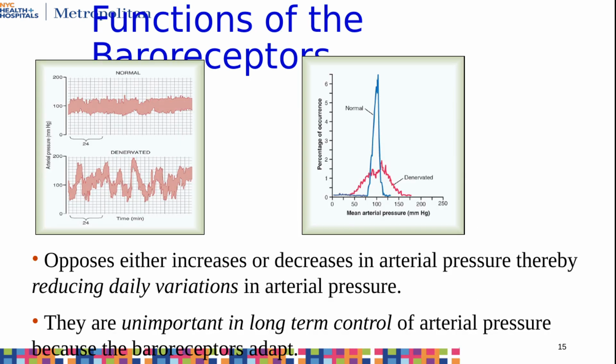The baroreceptors oppose both rises and falls in arterial pressure, which reduces the day-to-day variation in blood pressure. But they are not a long-term control system because they adapt. If pressure stays high or low for a while, the receptors reset and the reflex loses some of its effect. That is clinically important. It means the baroreceptor reflex is great for rapid buffering, but not for chronic blood pressure management.